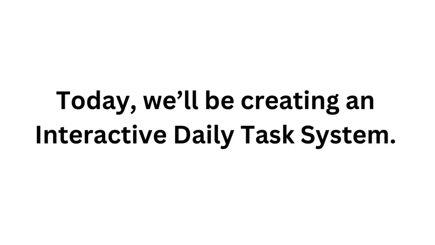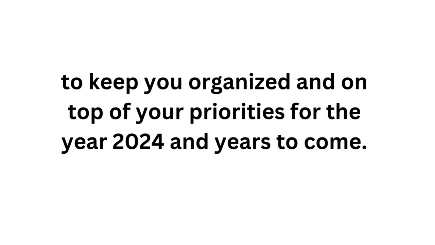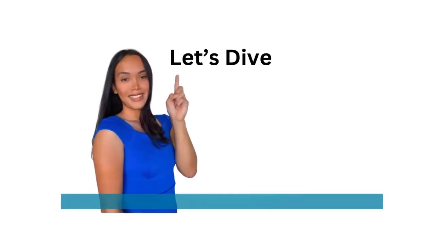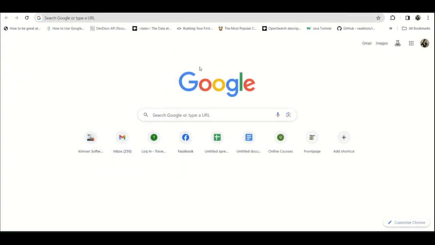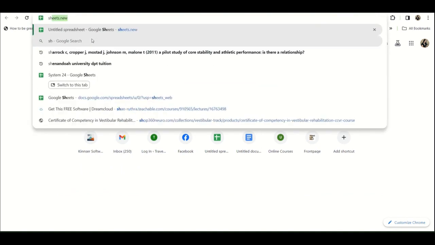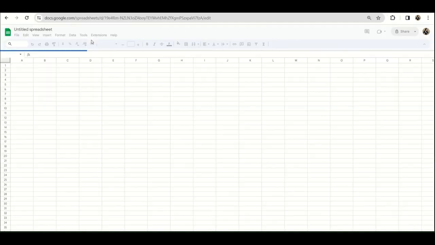Today, we'll be creating an interactive daily task system to keep you organized and on top of your priorities for the year 2024 and years to come. Let's dive in. All right, step one, open Google Sheets. Go to your Chrome browser and type in sheets.new.